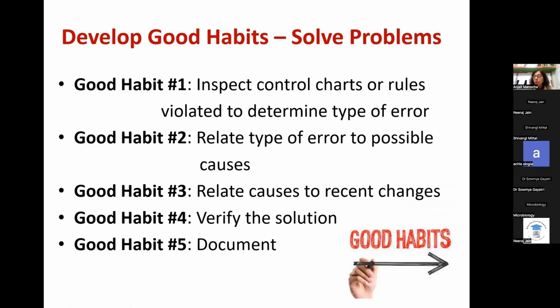If it is a random error, what could be the reason? If it's a systematic error, what could be the reason? So good habit two would be to relate the type of error to the cause, and then see if any recent changes have taken place and that is why this has happened. Then verify the solution. Check, yes, this is the solution, and now we are getting the right results, and then document it in your CAPA.